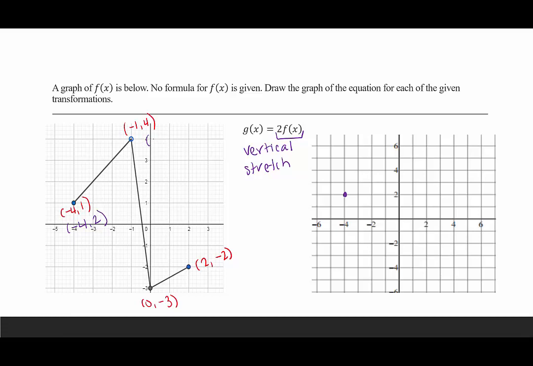-1, 4 will map to -1, +8. We're going to guess where that is, and that's an open circle, probably right around here. 0, -3 is going to go all the way down to 0, -6. And 2, -2 will become 2, -4 in g. So 2, -4. Oops, 2, -4 is over here. And let's look at our nice stretched out graph. There it is. Isn't that stretchy? You can see compared to that parent function, it's like somebody took the given function and just pulled it apart, made it taller, stretched it out. We call that a vertical stretch.